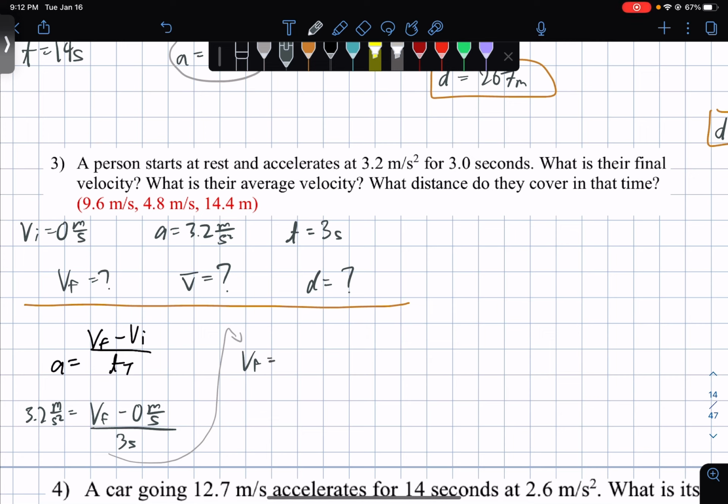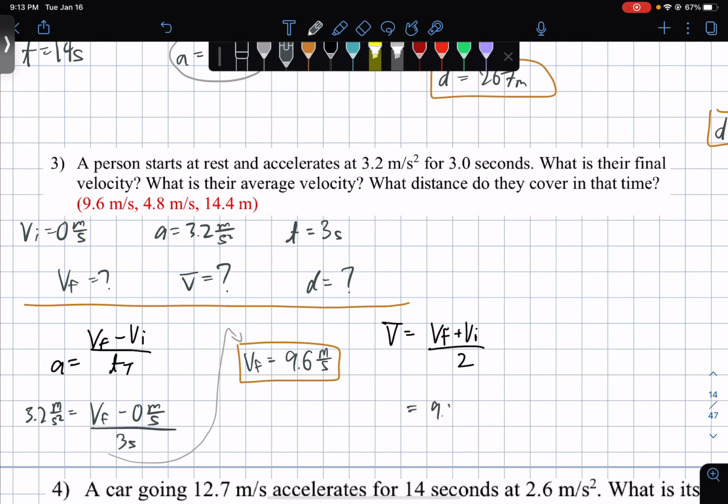Vf is equal to 9.6, I believe. Is it 9.6? 3.2 times 3 is, yeah, it's 9.6. And then the unit for Vf is going to be in meters per second. Okay, we now have the value for final velocity. Let's solve for the average velocity now that we have Vf. Average velocity is basically Vf plus Vi divided by 2.